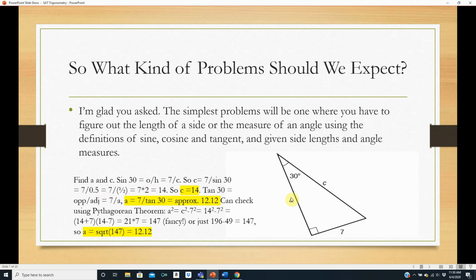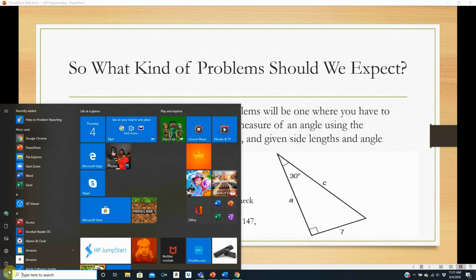Tangent of 30 is going to be the opposite over the adjacent. Okay, so we can see a is the adjacent. Again, it's going to be 7 over the adjacent. So we do the same thing. a equals 7 divided by tangent of 30. If you put that into your calculator, we see it's about 12.12.